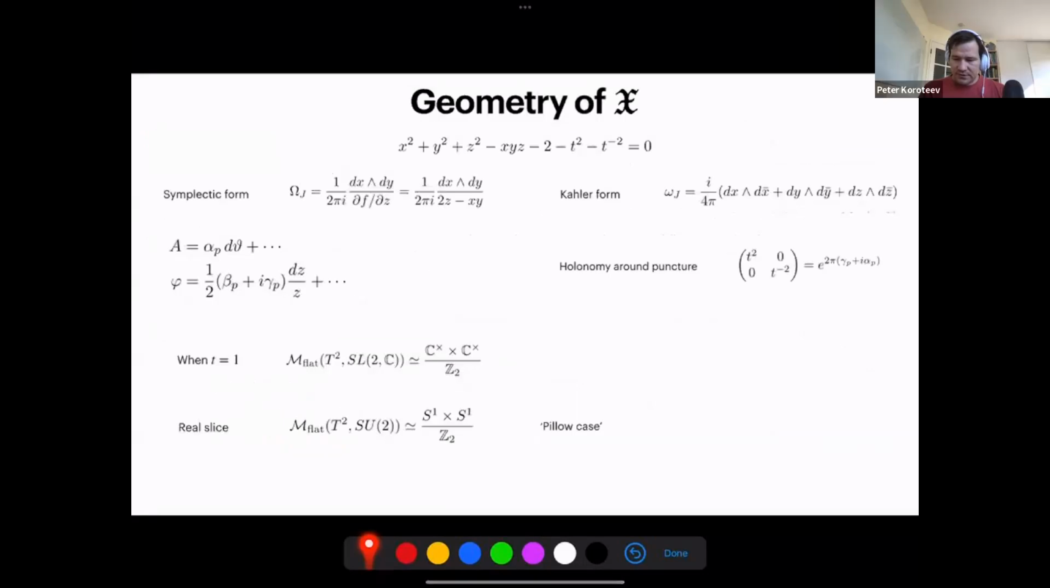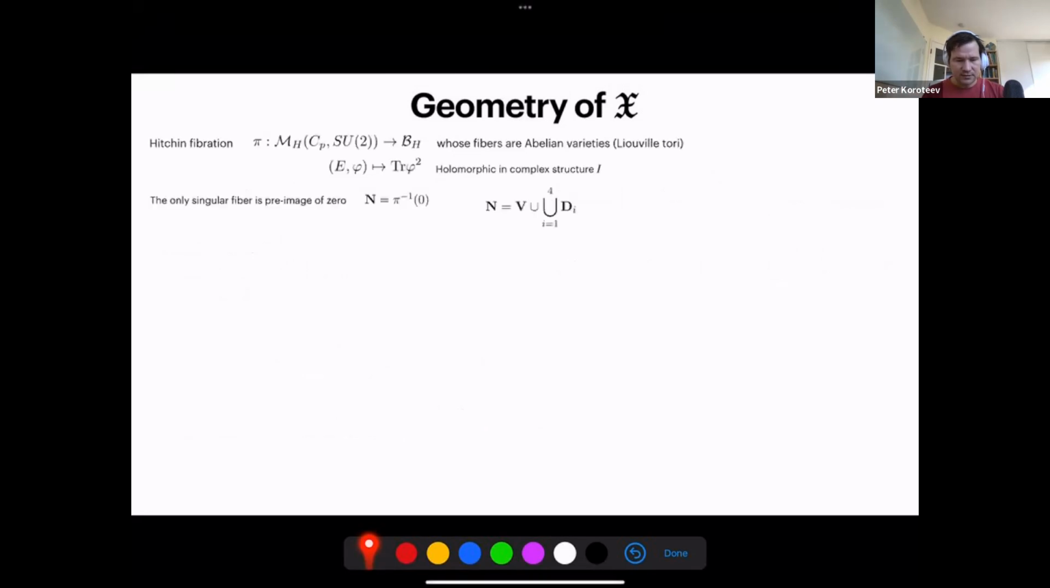Okay. So I think it's more or less just another, I can probably skip that. So this is the space, and then the symplectic form, Kähler form. For example, when t is equal to 1, this X, the M flat, is this factor. It's C star cross C star mod Z2, whose real slice, the skeleton, looks like a torus mod Z2. So it has four singularities. This is the so-called pillowcase.